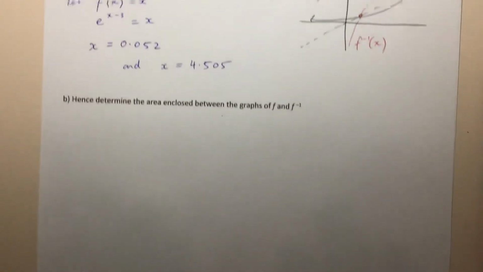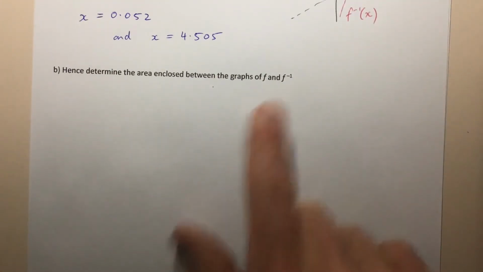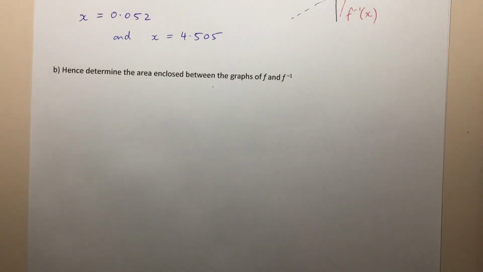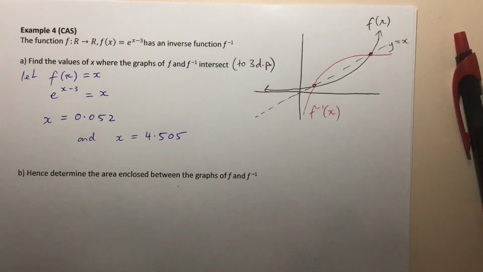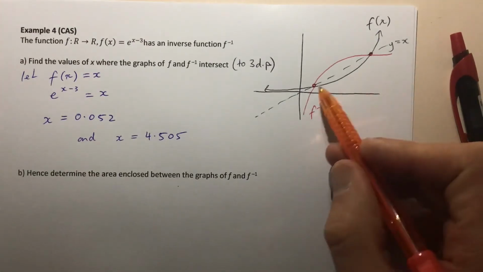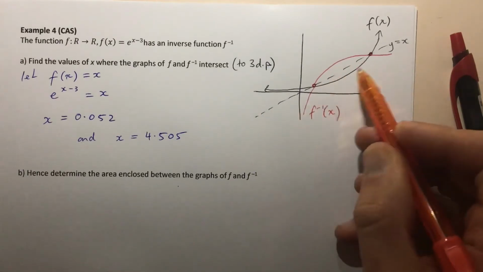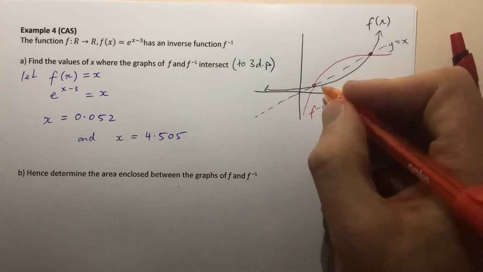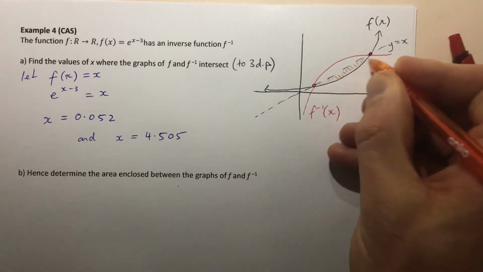Okay. The second part of the question says, hence determine the area enclosed between the graphs of f and f inverse. Again, you can use a little bit of a shortcut here. When we look back at the quick sketch that we drew, excusing my bad picture, if both of these functions, f and the inverse, are a reflection in the line y equals x, then we've actually got some symmetry going on. This area that I'm going to shade here, I should have made the picture a bit bigger, but hopefully this is enough to see what's going on.